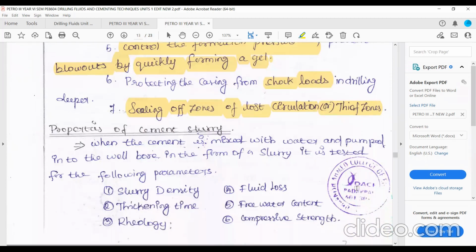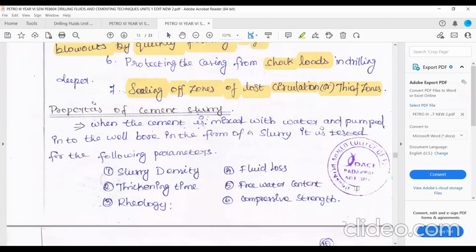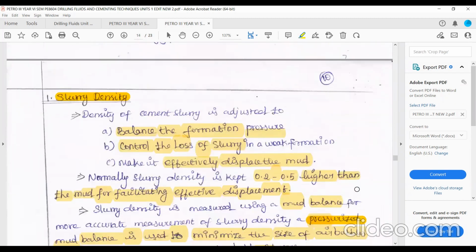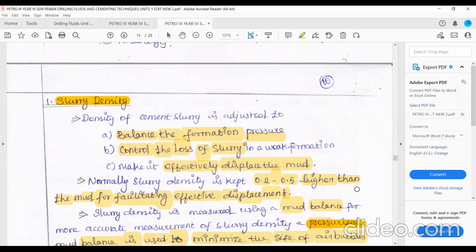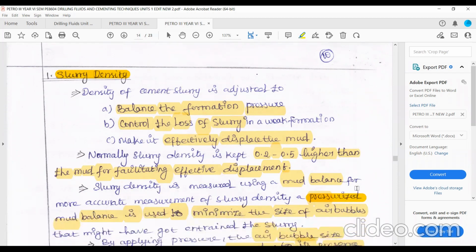We have discussed all these properties of cement slurry in the first 2 pages in the 2 marks: slurry density, thickening time, rheology, fluid loss, water content, and composition. We're going to see very brief contents about each and every property. I've already explained it, but 1 or 2 points could be added here as well.